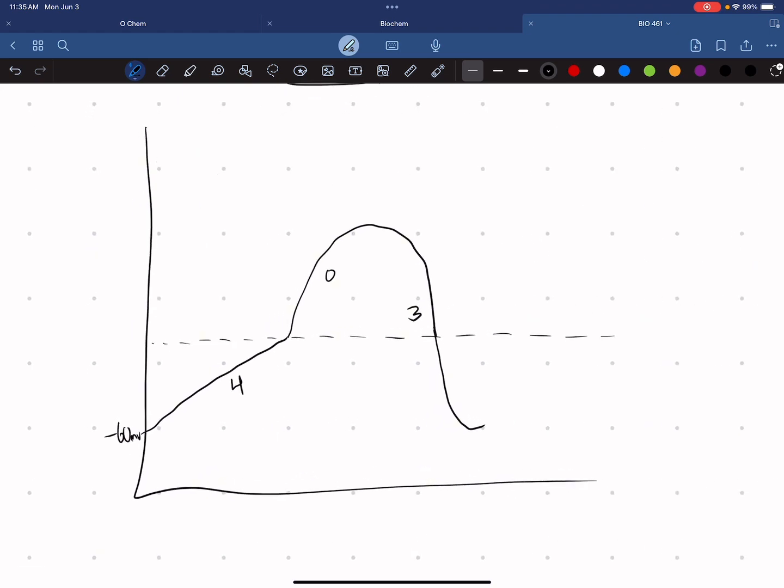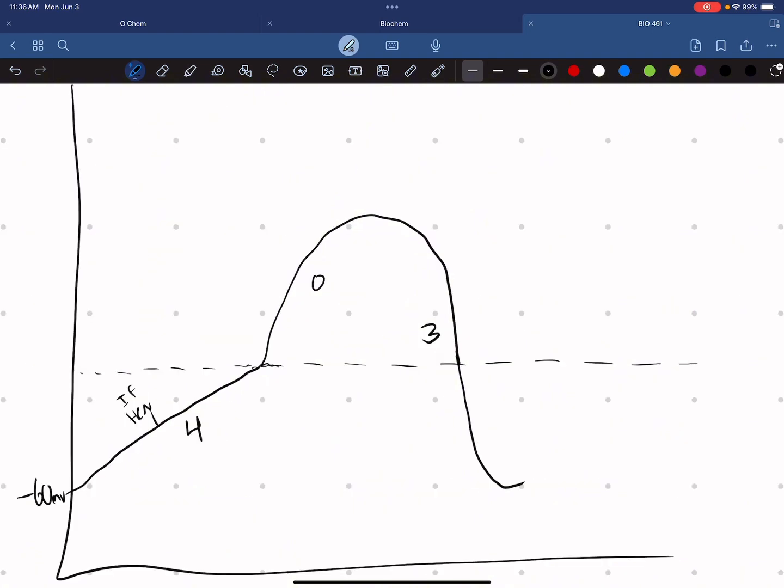So in phase 4, we have what are called funny channels, which is IF or HCN channels. And they're called funny channels because they do the opposite of what you would think normal sodium channels do, in that when the cell depolarizes is what causes these channels to close, rather than the other way around, based on what we've learned before. So these funny channels allow for a gradual influx of sodium into the cell, which causes this depolarization and will allow us to hit threshold right here.